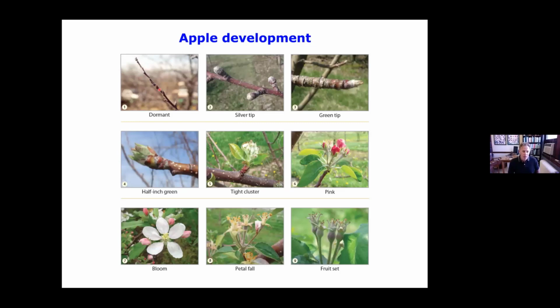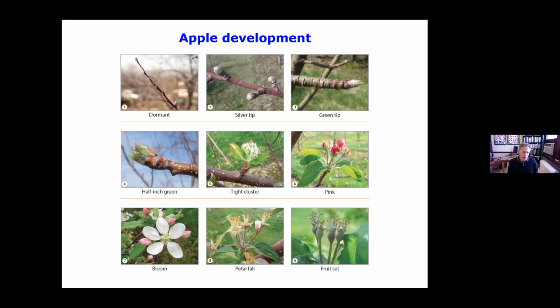And so then we go from dormant, and we talk about these different stages. So I wanted to show a picture of it just to make sure we're all on the same page. So when we talk about tight cluster or pink or petal fall, we're all talking about the same thing. And so we go from dormant, then we go from silver tip, where these buds are just starting to grow, just a little bit of silver showing on some of these buds. Then we go to green tip, and guess what? Yeah, we have green tips to these buds. Then we go to half-inch green, pretty straightforward.